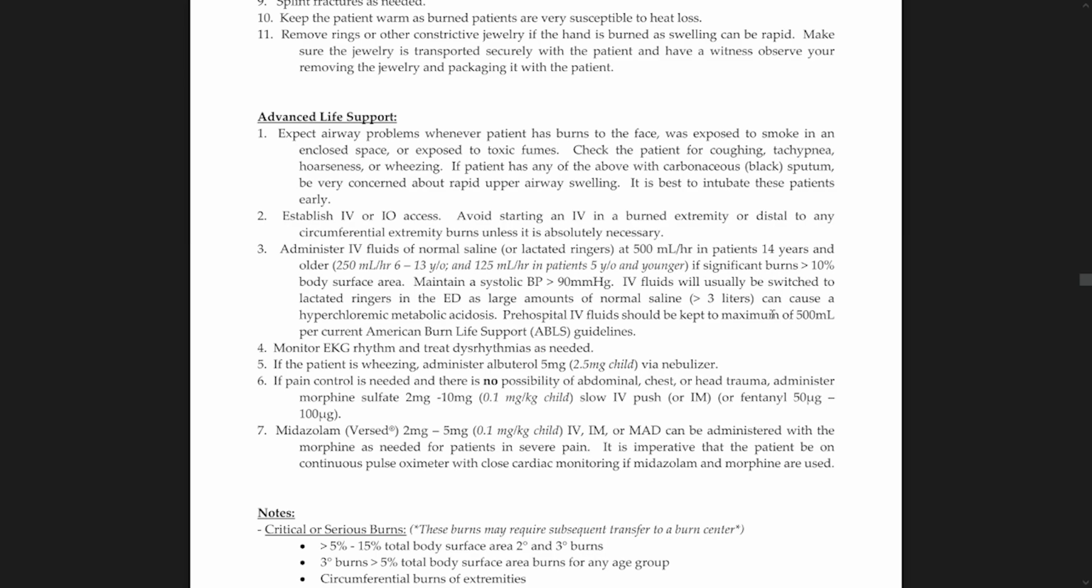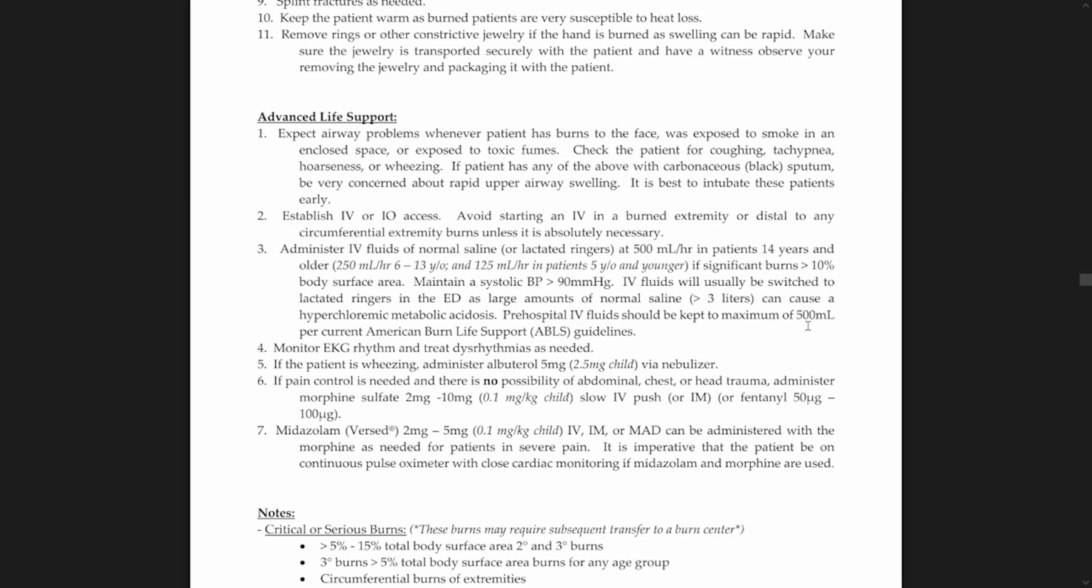Establish IV or IO access. Avoid starting an IV in a burned extremity or distal to any circumferential extremity burns unless it is absolutely necessary. Administer IV fluids of normal saline or lactated ringers if you have them at 500 milliliters per hour in patients 14 years and older, at 250 milliliters per hour for 6 to 13-year-olds, and 125 milliliters per hour in patients 5 years old and younger, if significant burns are greater than 10% of the body surface area. Maintain a systolic blood pressure greater than 90.